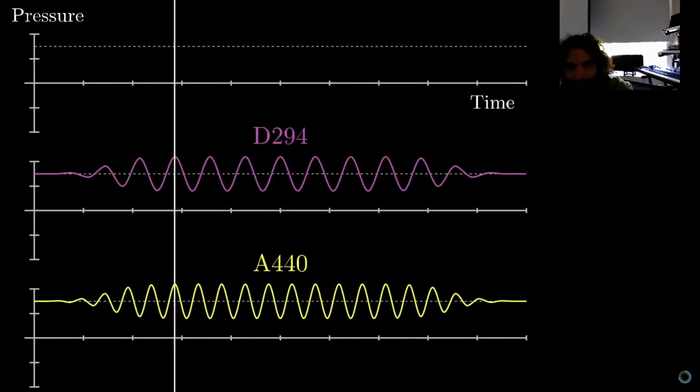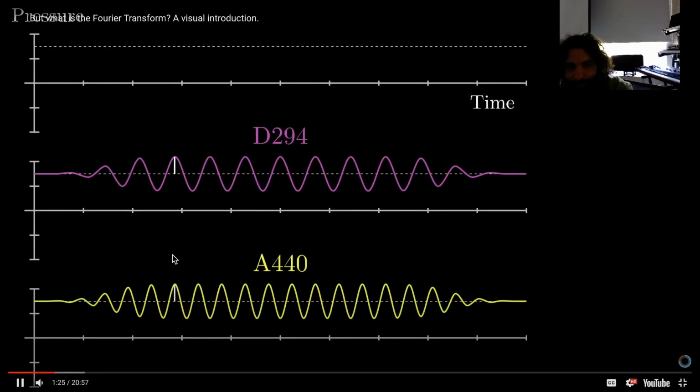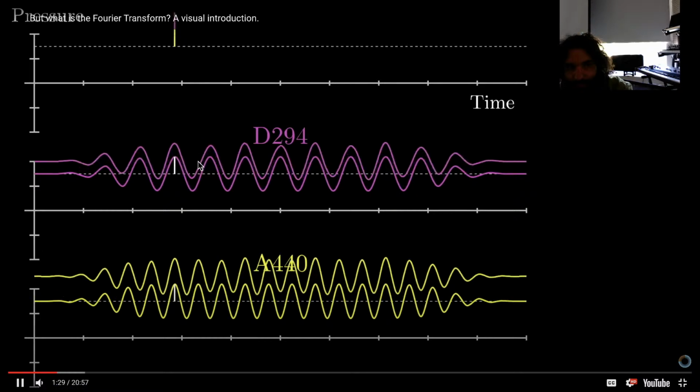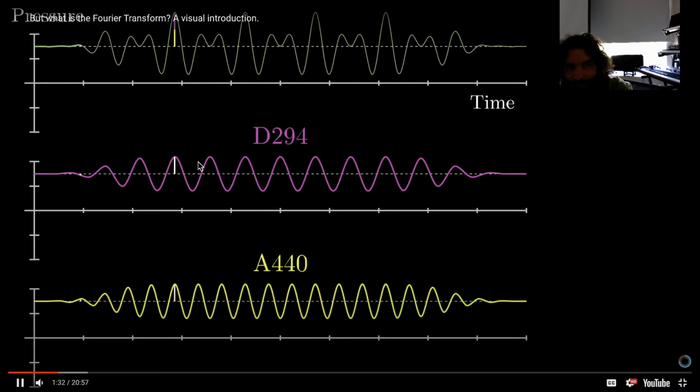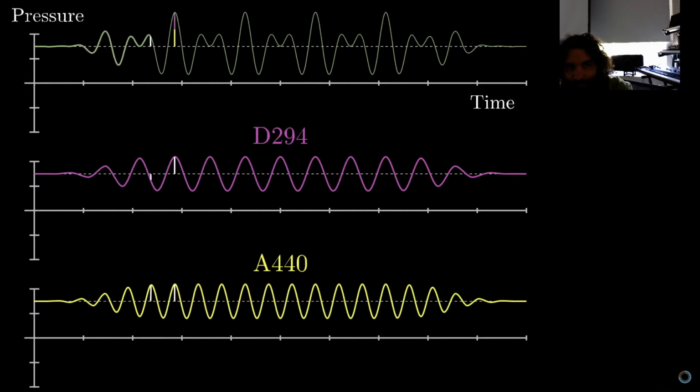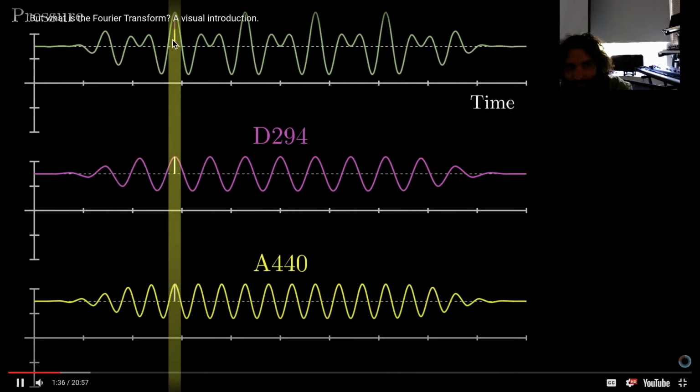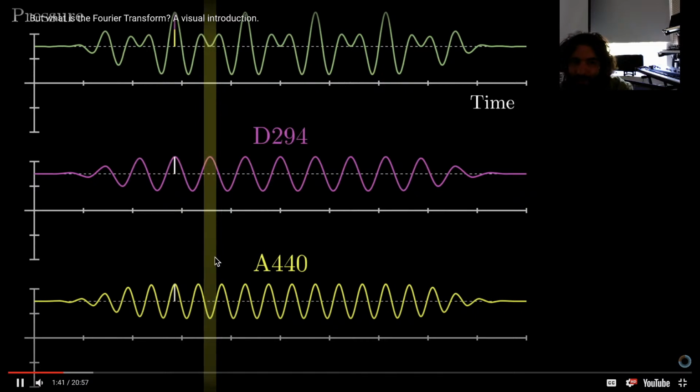Well, at any point in time, this pressure difference is going to be the sum of what it would be for each of those notes individually, which, let's face it, is kind of a complicated thing to think about. At some points, the peaks match up with each other, resulting in a really high pressure. That's the constructive interference, right? At other points, they tend to cancel out. That's the destructive interference.